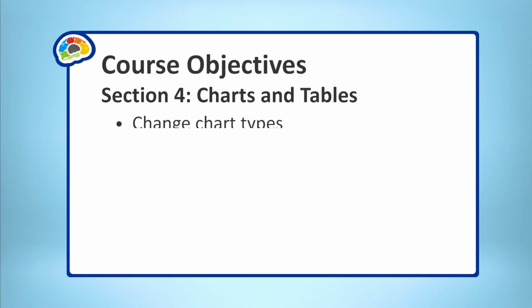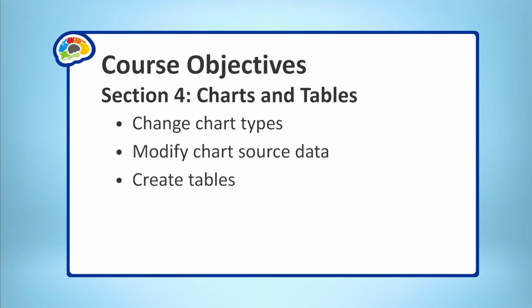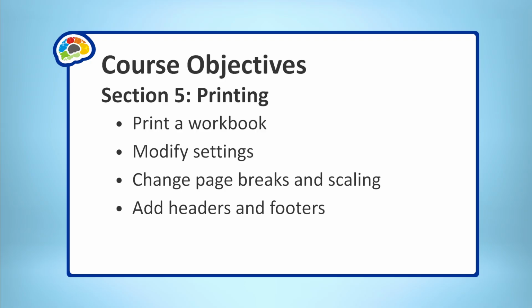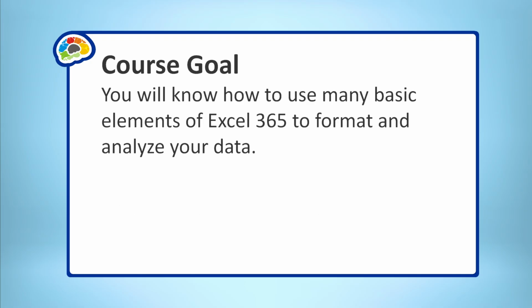Then we'll look at how to change chart types and modify chart source data. We'll also create tables and pivot tables. In our last lessons, we'll look at printing your workbook. We'll modify settings, change page breaks and scaling, and insert headers and footers. By the end of this course, my hope is that you'll know how to use many of the basic features of Excel 365 and use them to format and analyze your data.